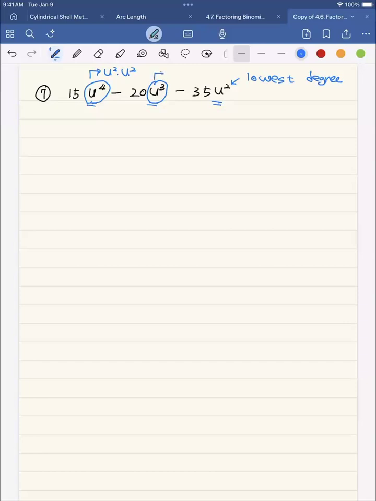U cubed can be written as u squared times u to the 1 power, which is just u. Then we take out u squared. So u squared is taken out here. And we have 15u squared minus 20u minus 35.